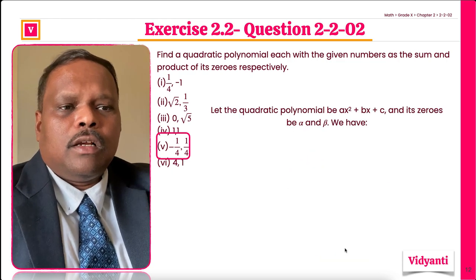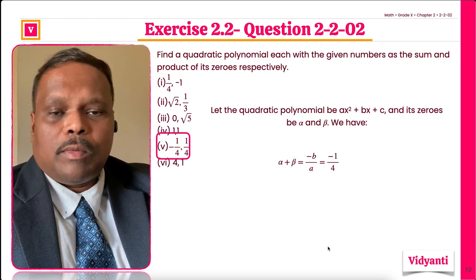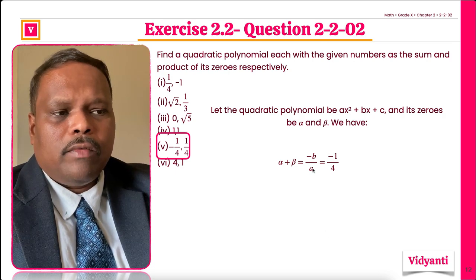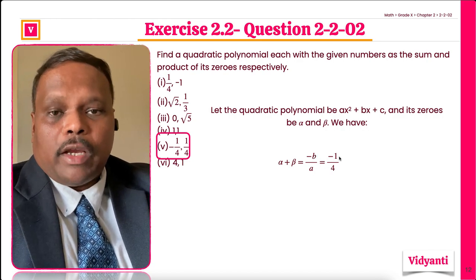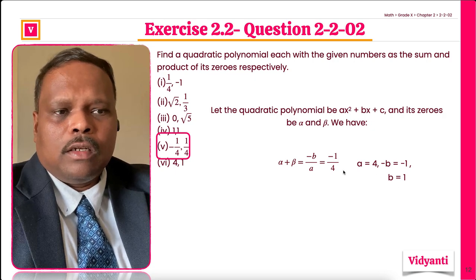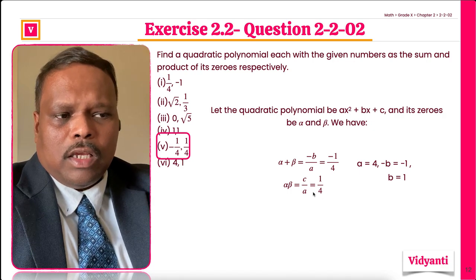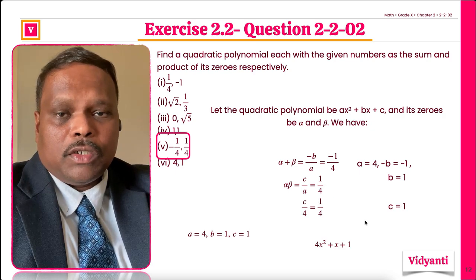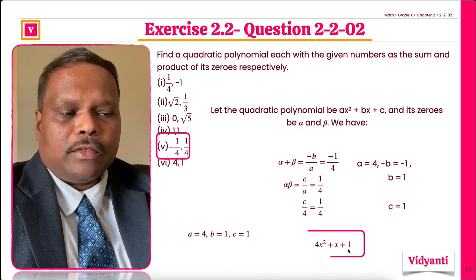Next question will be minus 1/4 and plus 1/4. Again, same procedure, alpha plus beta, standard summation is minus b upon a. A, we will assume that now if a is 4, minus b is minus 1. So that will make b as 1. And second information is product is 1/4. C upon a is 1/4. A is already 4, so C is going to be 1. So now we have all three coefficients. We will simply plug them in. 4x square plus x plus 1. That will be your answer.